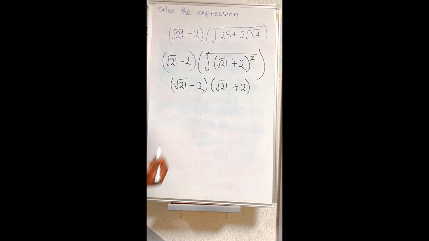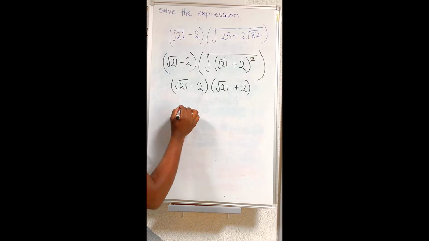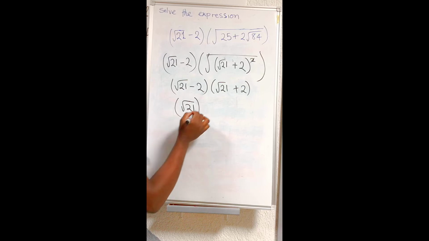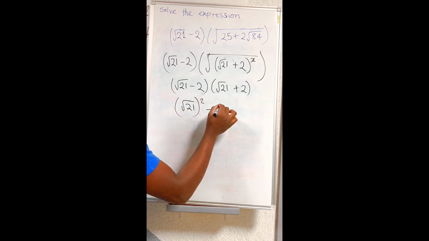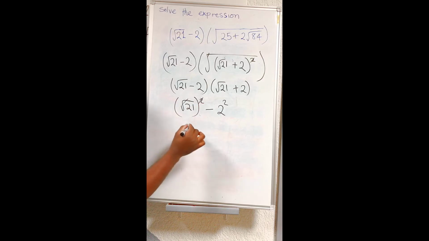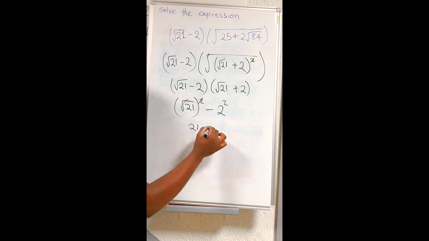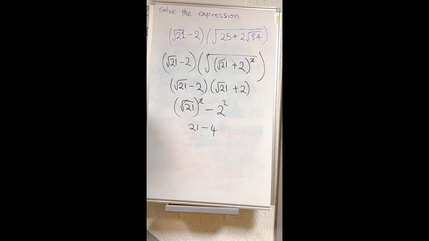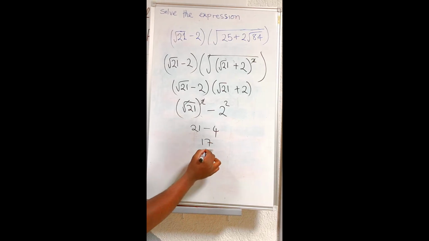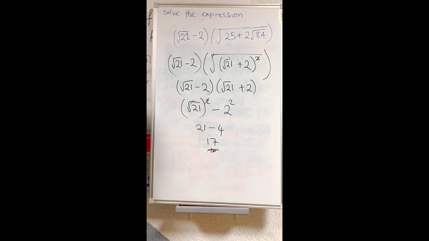So this is the difference of two squares. You have something as 21 squared minus 2 squared. This out, so you have 21 minus 4. 21 minus 4 will give you 17. That's the answer.